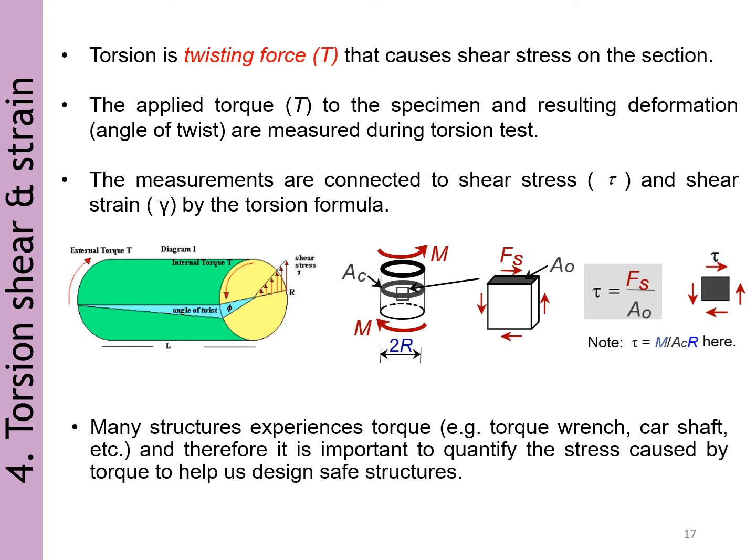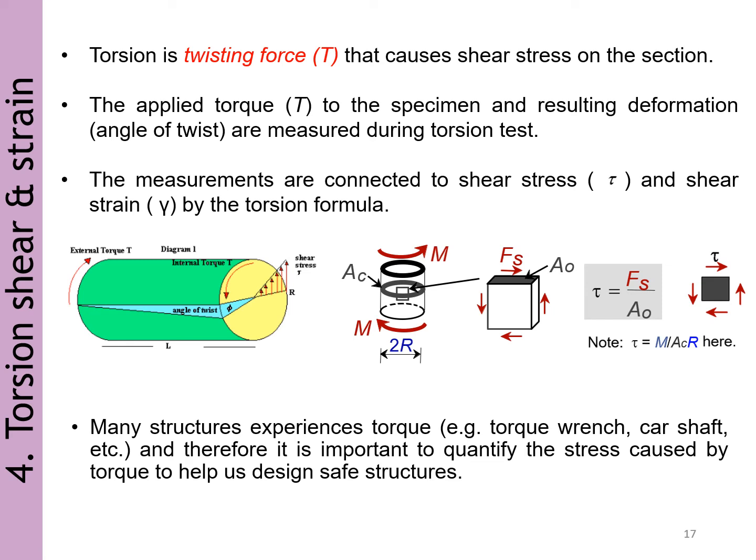Now we move to the fourth part, the torsion stress and also the strain. Torsion is the twisting force, denoted by T, that causes shear stress on the section. The applied torque, denoted by T, on the specimen and the resulting deformation, which we call the angle of twist, are measured during the torsion test.